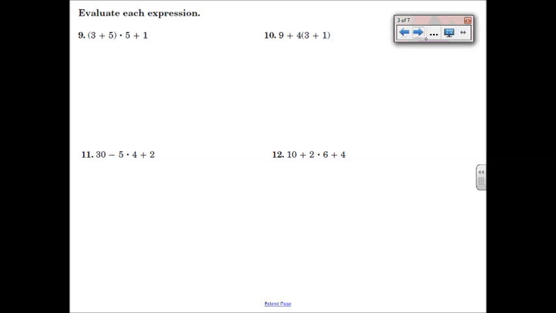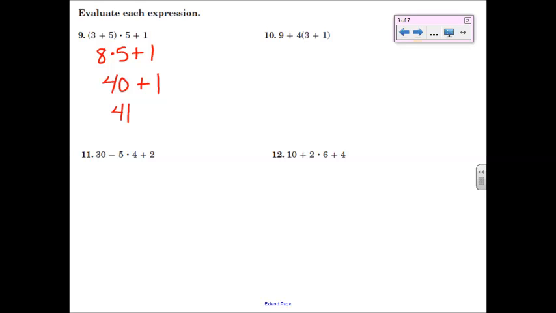All right, in number 9, we have parentheses, our first step. So we do what's in the parentheses first. 3 plus 5 is 8. And then we still have the rest, times 5 plus 1. We don't have any exponents, so we move on to the multiplication division step, and we have 8 times 5. Well, that equals 40. And we still have plus 1. And then we move on to the addition subtraction step, and that is 40 plus 1 equals 41.